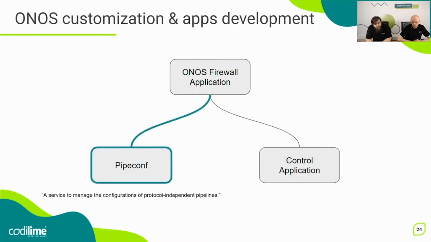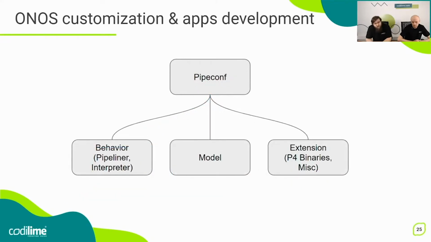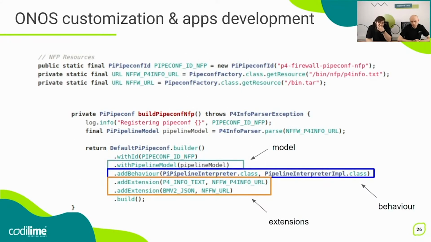In ONOS, pipeconf is a service to manage the configuration of protocol-independent pipelines. It's actually from the documentation of ONOS. Going down here, we divide the pipeconf package into three components: behaviors, models, and extensions. Actually, this division is imposed by the way of creating a pipeconf object in the code. Here we have an example from our code base of how we create the pipeconf object with the previously mentioned elements.